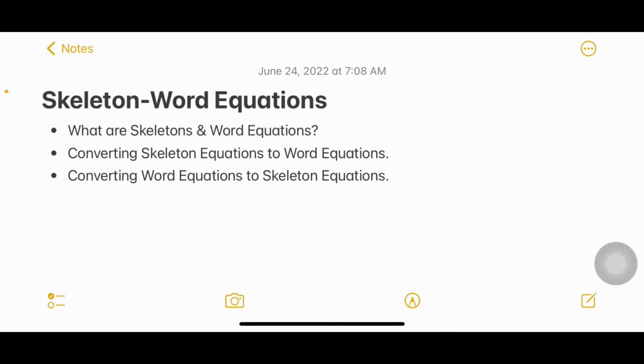Hello guys, today we'll be taking a look at skeleton and word equations. So today we'll learn what skeleton and word equations are. We're going to learn how to convert skeleton equations to word equations and how to convert word equations to skeleton equations. So let's get right into this.